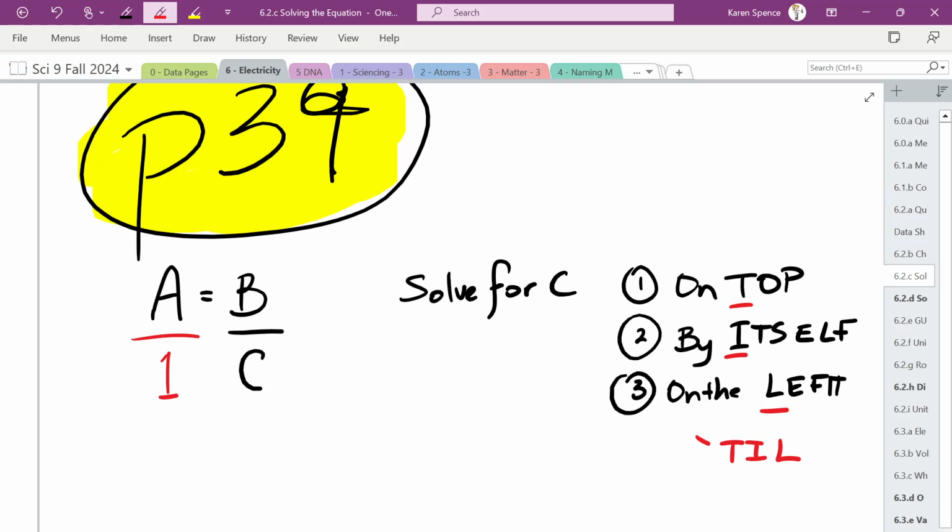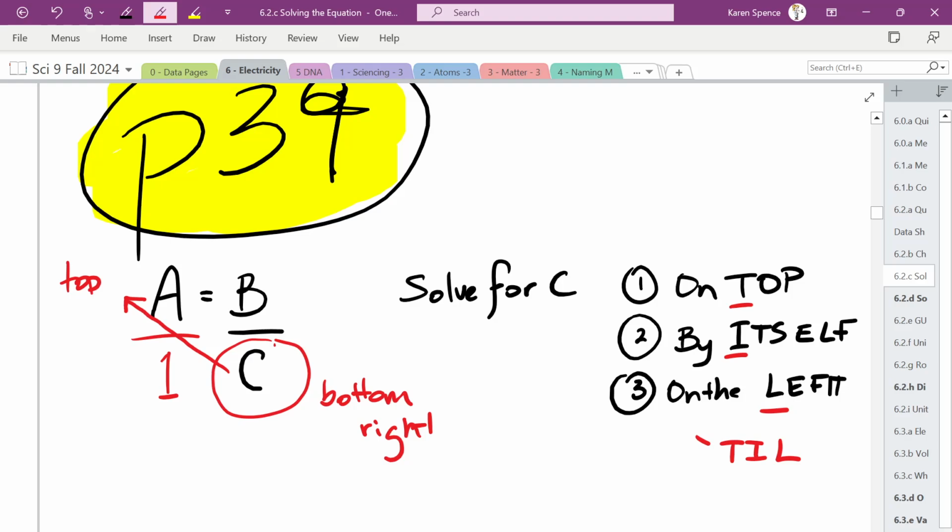Let's do the moving things diagonally. We can take C and we can move it diagonally from the bottom right up to the top left. So if it's on the bottom, you can move it across the equal sign to the top. So now we have C times A is equal to B.